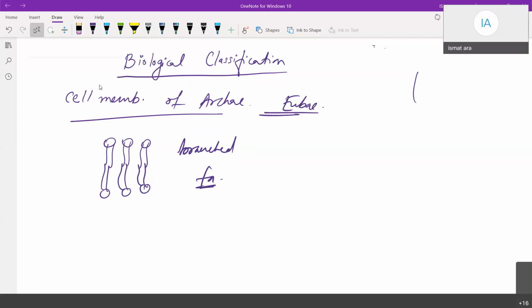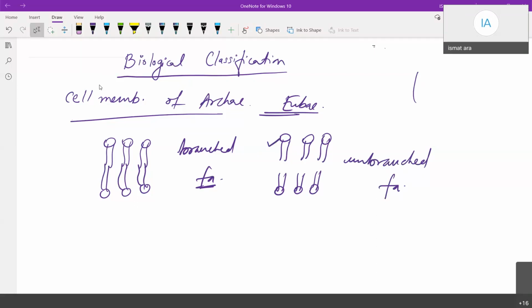In Eubacteria, we see this is fatty acid, fatty acid, fatty acid, so it is actually unbranched fatty acid. Now this is one layer of lipid and this is another layer of lipid. That is why this type of structure is called a lipid bilayer.